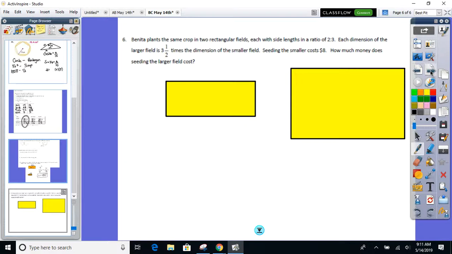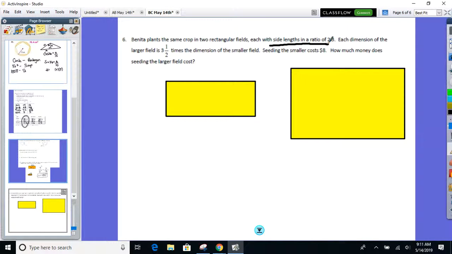All right, let's get going. Sorry I let you guys go off there. She plants 2 rectangular fields, each with side lengths of a ratio of 2 to 3. I want to clear this up right now. When it says each with side lengths of 2 to 3, that's not the corresponding sides. They're in some ratio of 2 to 3, the length and the width. That's how I know they're similar.